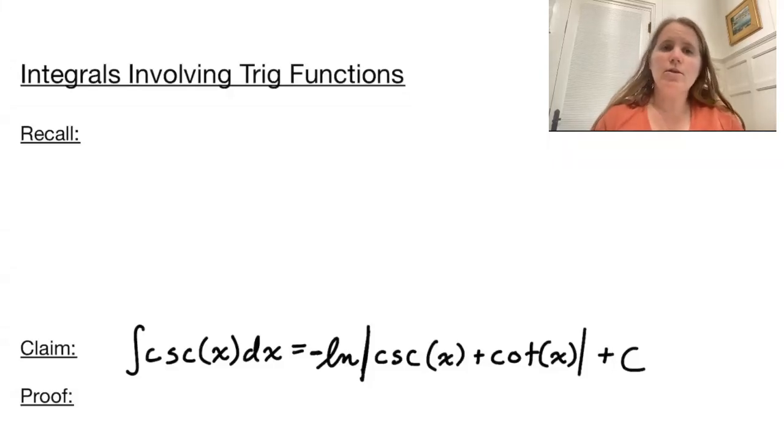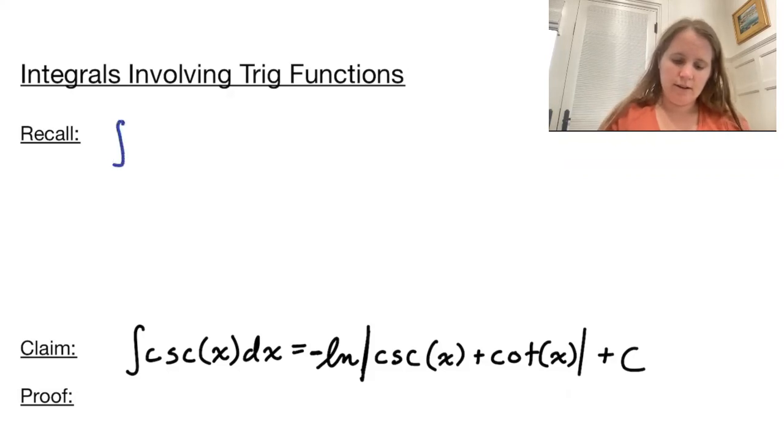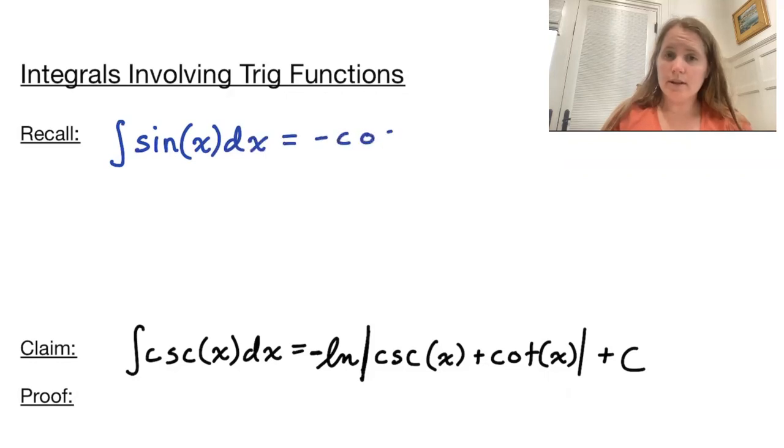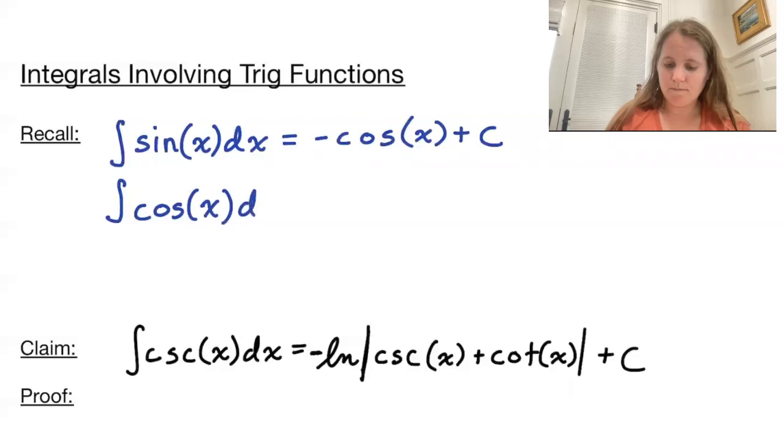Welcome to integrals involving trig functions. Recall we have already seen a few trig integrals. We have already seen that the integral of sine of x dx is negative cosine of x plus c. The integral of cosine of x dx is equal to sine of x plus c.